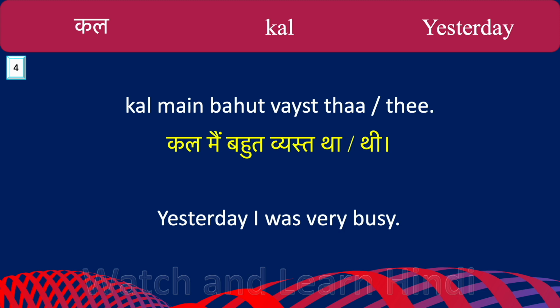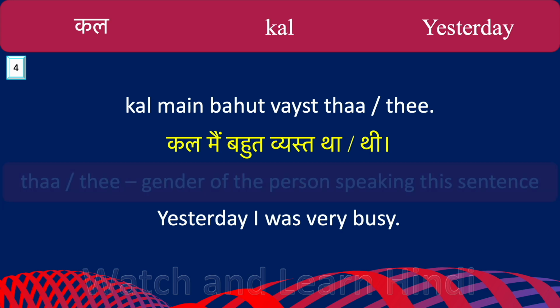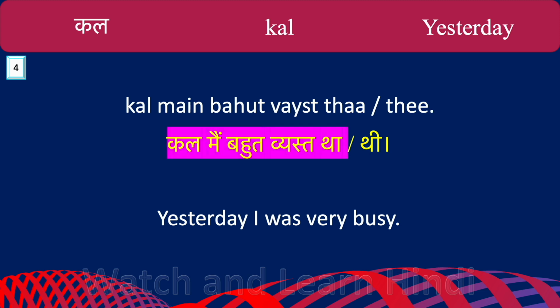Now, why is this sentence ending either tha or thi? That is because it depends on the gender of the person speaking this sentence. If the gender of the person speaking this sentence is masculine, they will say, कल मैं बहुत व्यस्त था. If the gender of the person speaking the sentence is feminine, they will say, कल मैं बहुत व्यस्त थी. Yesterday I was very busy.